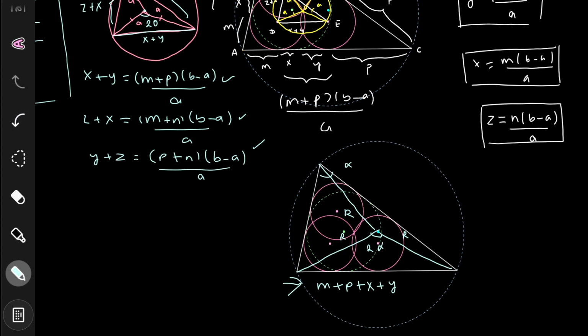We got this value for the base because of the previous marking that we have done in this diagram.